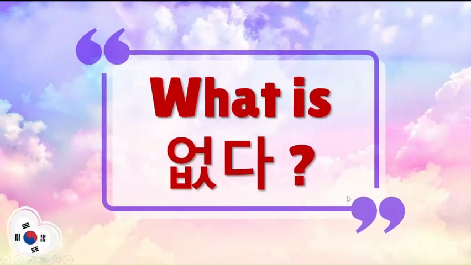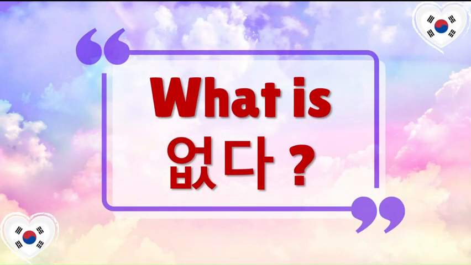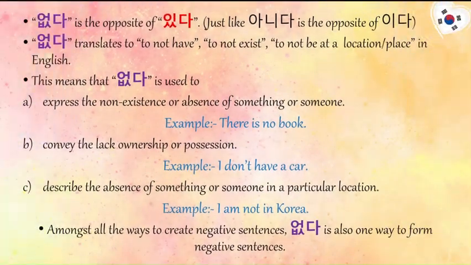Now the next question is what is the verb opta? Okay, now let's see the answer. Opta is the opposite of the verb itta, just like anida is the opposite of ida. Okay, तो उसी तरह से itta जो verb है उसका opposite है opta.